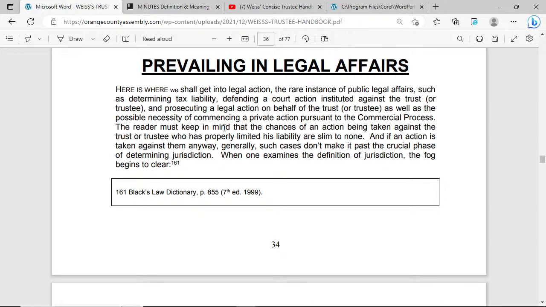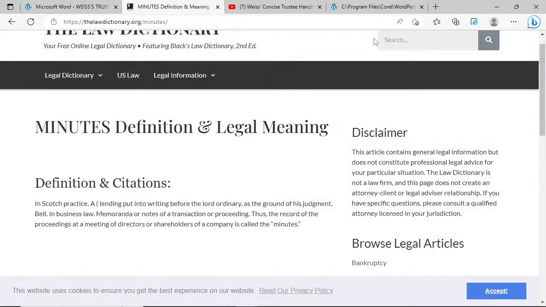The reader must keep in mind that the chances of an action being taken against the trust or trustee who has properly limited his liability are slim to none. We talked about this in an earlier part, but you have to be born literally yesterday and put in the position of trustee that same day to make yourself liable to suit. And if an action is taken against them anyway, generally, such cases don't make it past the crucial phase of determining jurisdiction. When one examines the definition of jurisdiction, the fog begins to clear. So let's go look at it, because I'm telling you, this is it. If there's anything that you need to perk your ears up on, it is this.